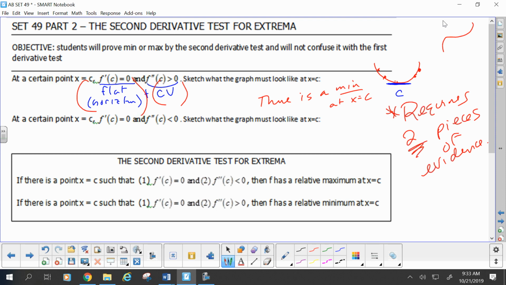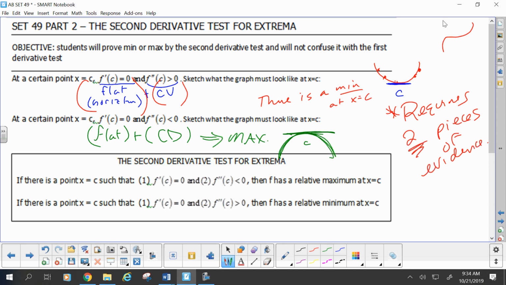All right. By the same token, let's say we found a place where the derivative was 0, so the graph is flat at c. But now the second derivative is negative. If the second derivative is negative, the graph is concave down. If you draw a flat spot at c and then add in the concave down, then that must be a max. All right. The second derivative test for extrema then.